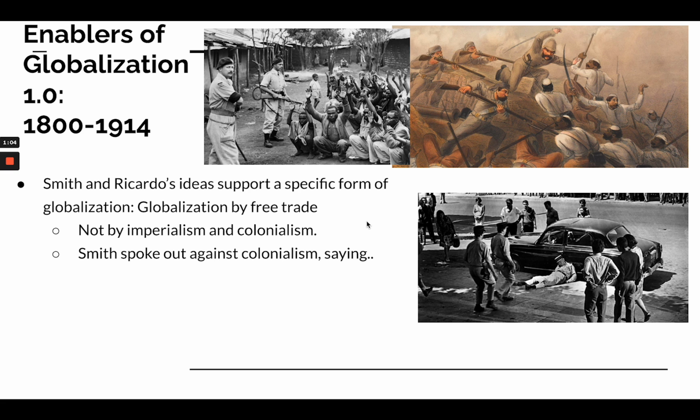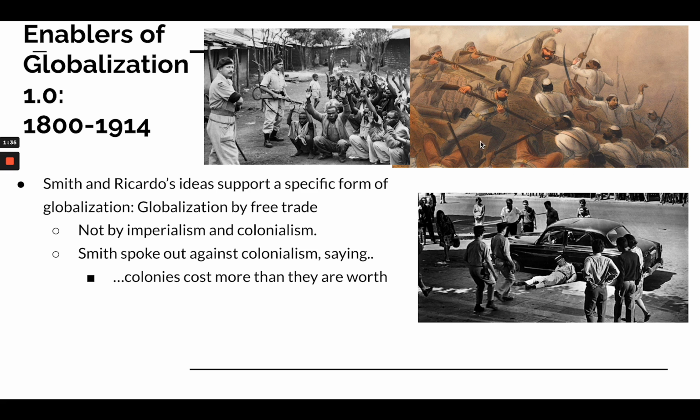Smith specifically and explicitly spoke out against colonialism, saying really, in essence, that colonies cost more than they are worth. His was not an argument of the heart against imperialism and colonialism so much as an economic argument. It simply cost more to maintain and keep control of colonies, right, to suppress rebellions, than the value of what those colonies could produce. And we see plenty of instances.